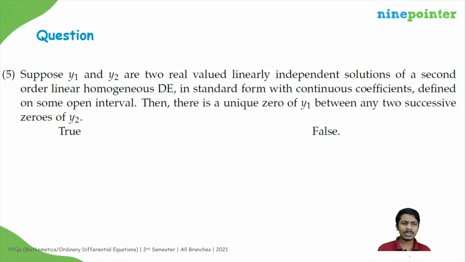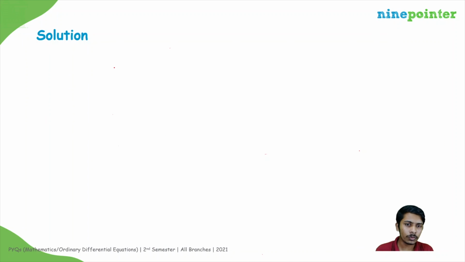The claim is, suppose y1 and y2 are two linearly independent solutions of such an equation. Then there is a unique zero of y1 between any two zeros of y2. Take two consecutive zeros of y2. You can find exactly one zero of y1 in between them. That's the claim. So we have to say whether it is true or false. Now, due to some specialities of this y1 and y2, it is actually true, and I will show you a rigorous proof of that. So let's get started with the proof.